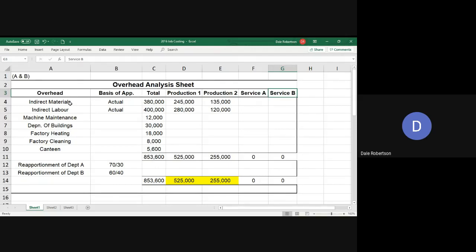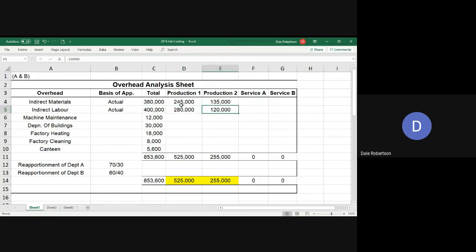So it says indirect materials. I've written down here the basis of apportionment, which is the basis that we're going to split up these costs. Well, the actual split has been given to us, 245 and 135. And in indirect labor, the actual split has been given to us. So we're splitting this 400, 280, and 120.